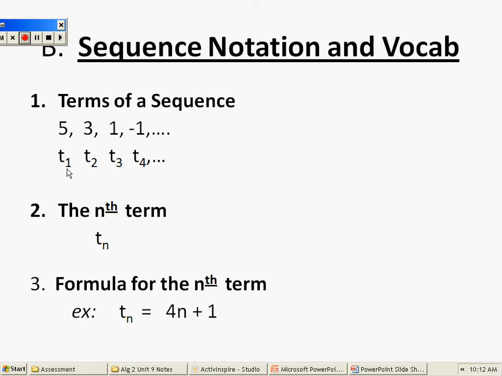And then a lot of times we'll be talking about a general term that represents all terms, in which case we call that the nth term. How can you have a term that represents all terms? Well, it's a formula that you can use to plug in and get a term. So like, for example, this is the formula for the nth term down here. So if I wanted to find the 100th term, all I would do is plug in 100 for n, and it would tell me what the 100th term is. So those are some vocabulary words and some notation that we'll be working with. Alright.